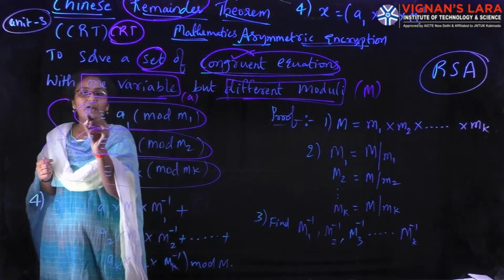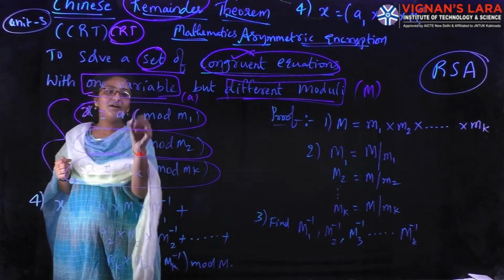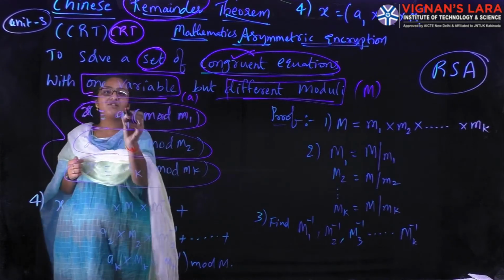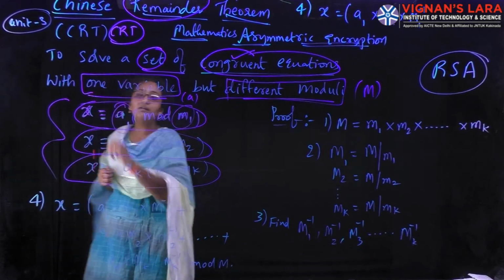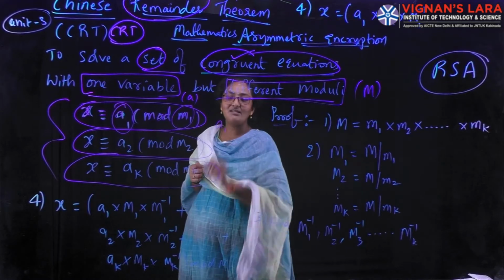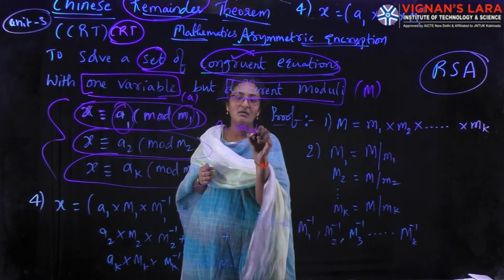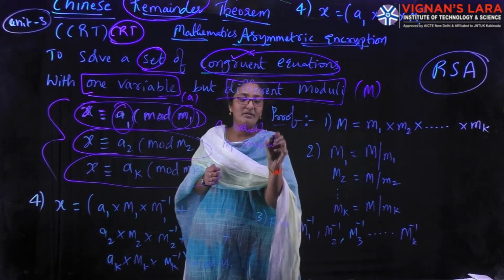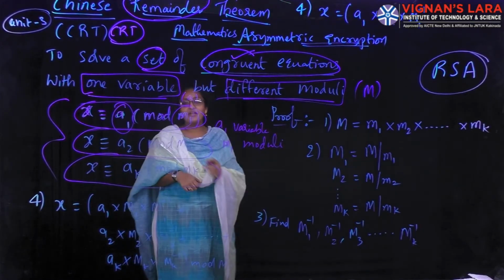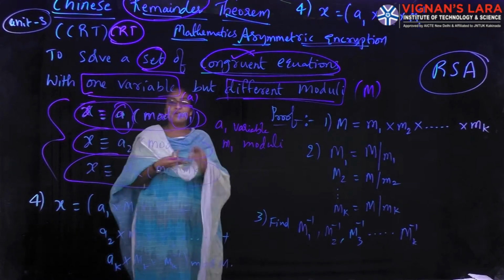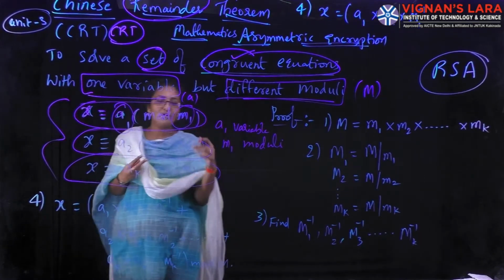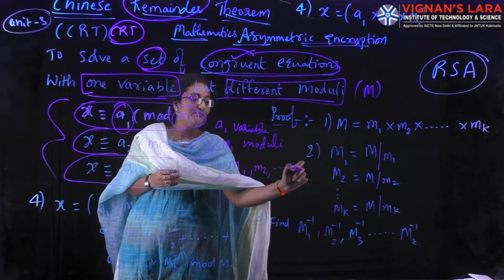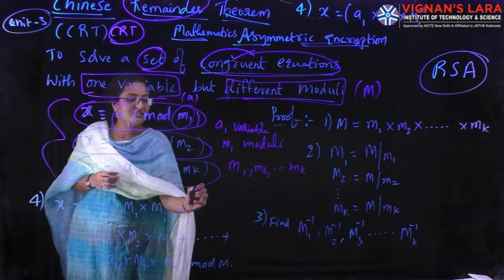See, x congruent to a1 mod m1. If this is one equation, in this equation a1 is the variable and m1 is the moduli. Similarly, we have some congruent equations with one variable and different moduli. To differentiate the moduli, here I am taking m1, m2 and so on up to mk. The variable is always common, nothing but a.